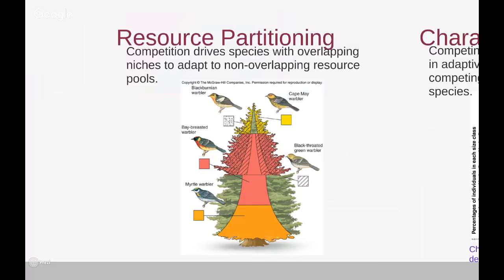Resource partitioning. Some organisms have evolved to coexist and basically split up the niche. It's a good example of a realized niche, where competition drives species with overlapping niches to adapt to non-overlapping resource pools. So these different warblers will feed on different parts of the tree, even though they technically could feed anywhere. They have just evolved a behavior which allows them to only feed on certain areas, and that is to prevent competition with each other.